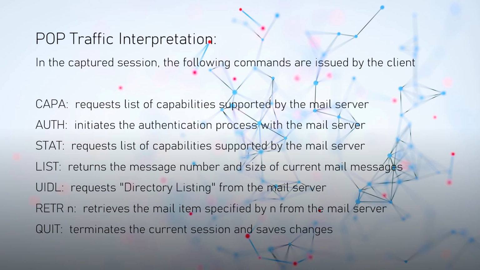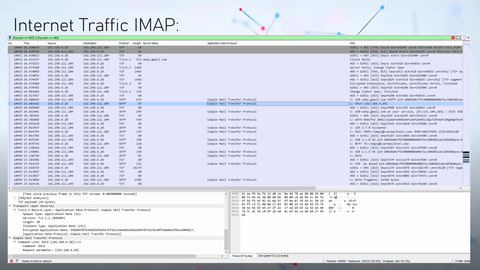UIDL requests a directory listing from the mail server. RETRN retrieves the mail item specified by N from the mail server. QUIT terminates the current session and saves changes. This chart shows the internet traffic trace under the IMAP protocol.